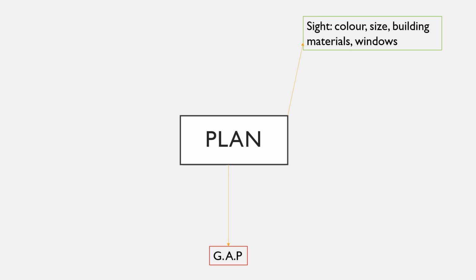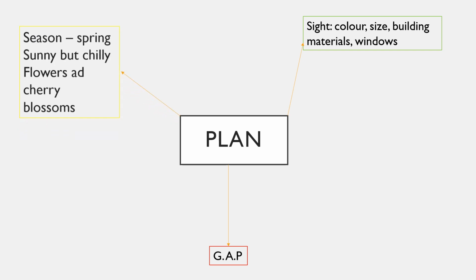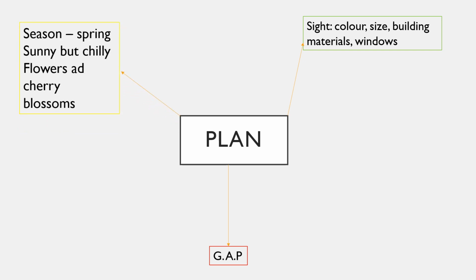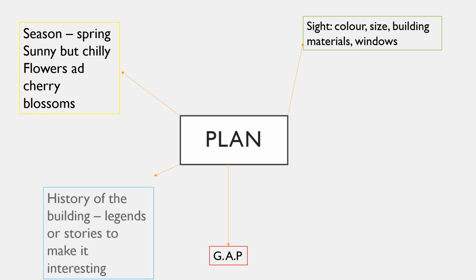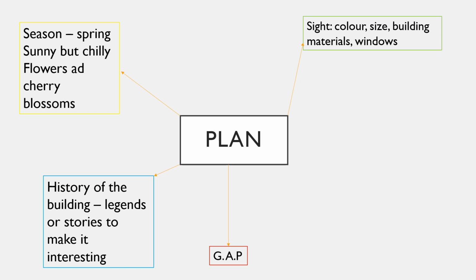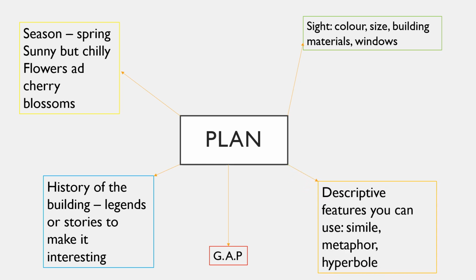So the site, color, size, building, materials, windows, everything I could see on a normal building. The season is going to be spring, sunny but chilly, flowers and cherry blossoms. History of the building, legends or stories to make it interesting. Descriptive features you can use are simile, metaphor and hyperbole. And here is the example answer.